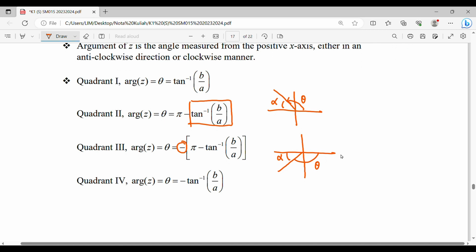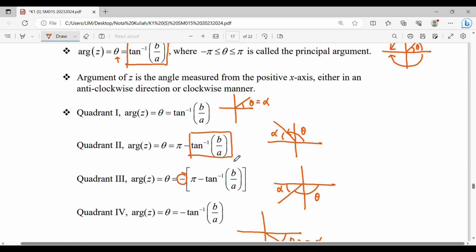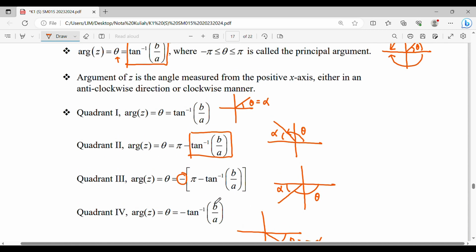This is our alpha. Meanwhile, for quadrant 4, this is the angle made by our complex number. So this angle is equal to negative alpha. Alpha actually refers to the basic angle. So the basic angle that we calculate, shift tangent b over a, is equal to alpha. Therefore, in quadrant 1, you can see this theta equals alpha. Quadrant 2, if you want this theta, you need pi minus alpha. Quadrant 3, you want this angle, you need pi minus alpha, opposite way, so you have a negative. For quadrant 4, it will be equal to alpha, but in the opposite direction, negatively. So this is our argument.